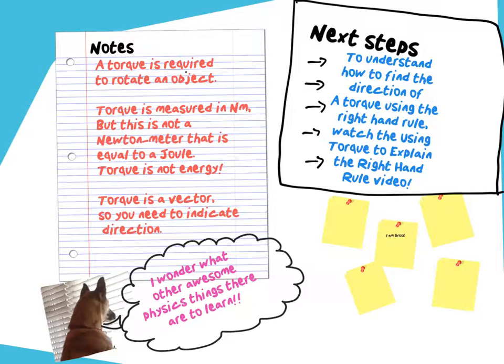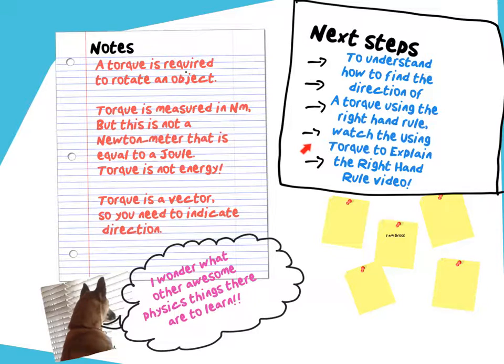Okay, so in review, a torque is required to rotate an object. A torque is measured in newton meters, but this is not a newton meter that is equal to a joule, so don't think that torque is energy. Torque is a vector, so you need to indicate direction.